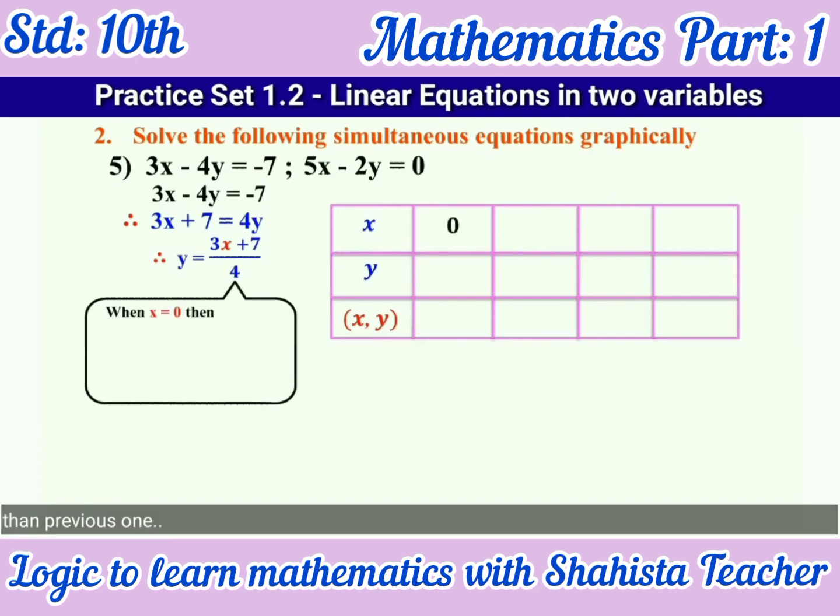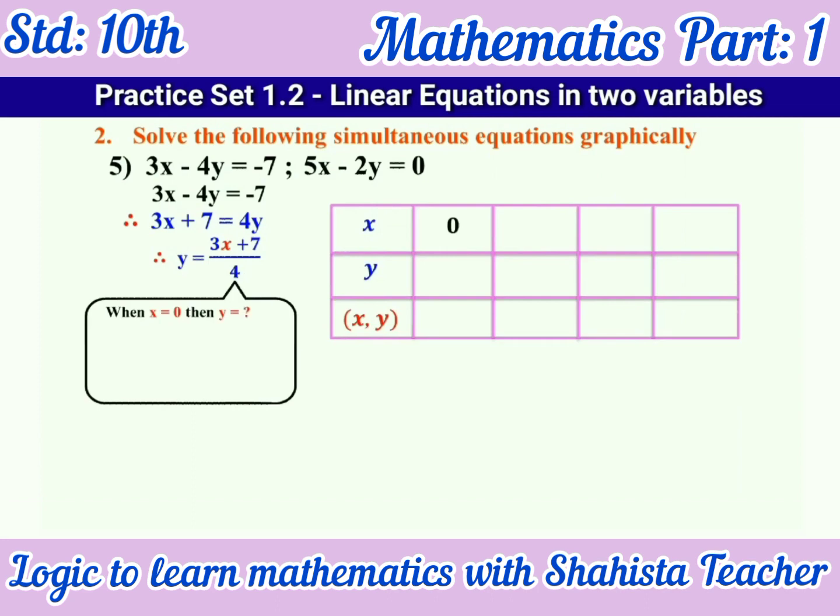This equation we will find here. So if x is equal to 0, then y is equal to what? Let's consider x is 0. Here in the place of x we will put 0. So y is equal to (3 times 0 plus 7) upon 4. So 3 zeros is 0 plus 7 upon 4.